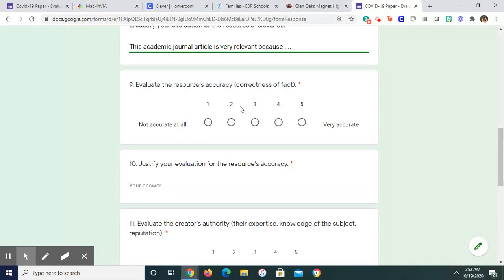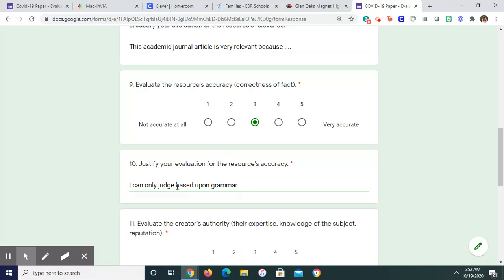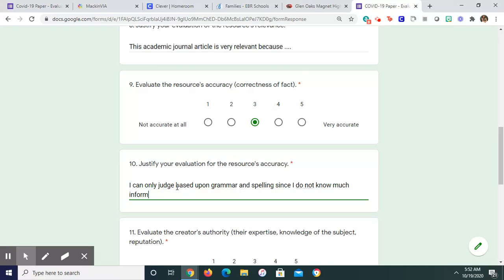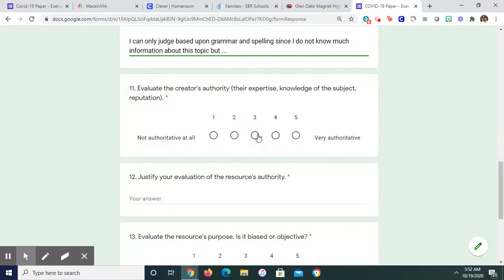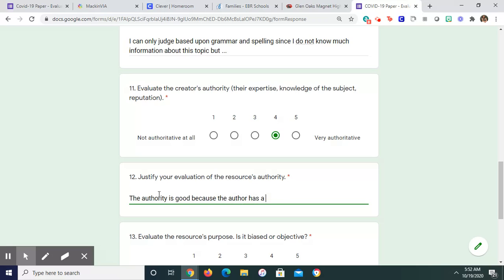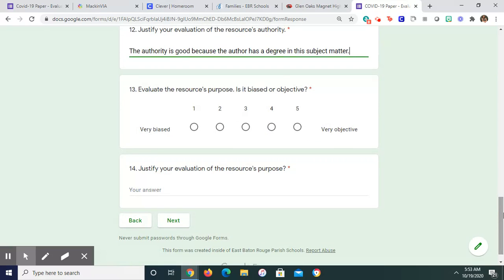its accuracy, its correctness of fact. I can only judge based upon grammar and spelling since I do not know much information about this topic, but now you're going to write your own justification. I'm writing the authority. The authority is good because the author has a degree in this subject matter. Okay. I like the resource's purpose.